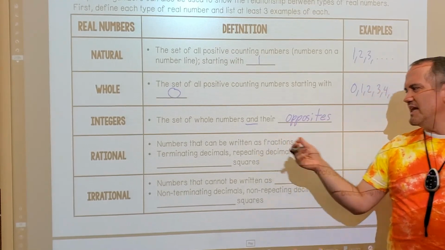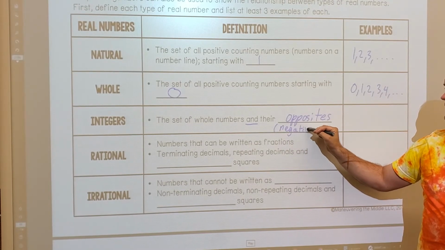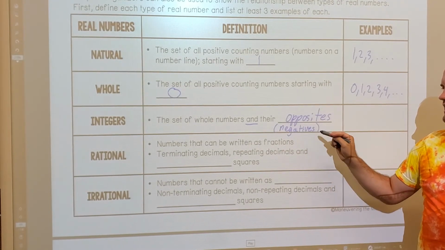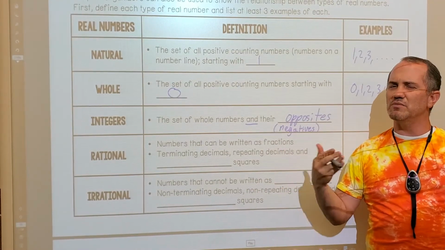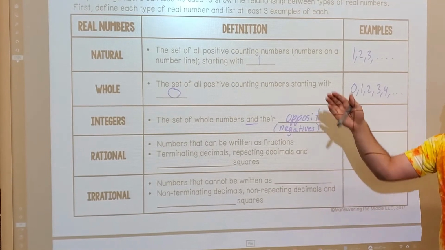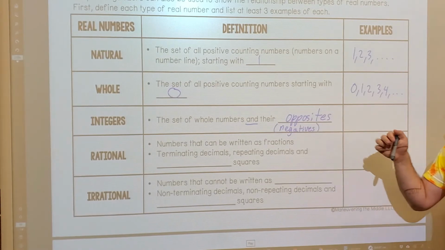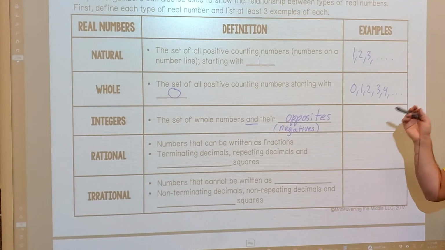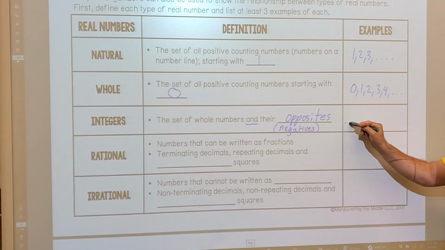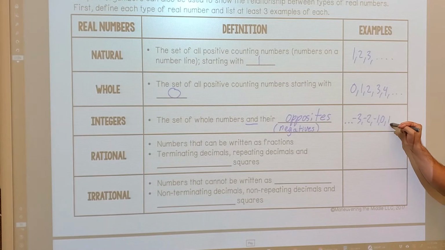A lot of times that means negatives. A lot of times people see integers and they think that means negative numbers. It doesn't mean negative, it just means it can be negative as well as positive. Whole numbers is all positive numbers and 0, integers is all the whole numbers and their opposites. So all of the regular numbers: dot, dot, dot, -3, -2, -1, 0, 1, 2, 3, dot, dot, dot. There's way more than 3 examples of each.